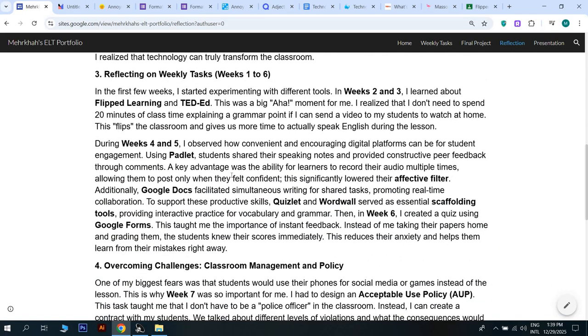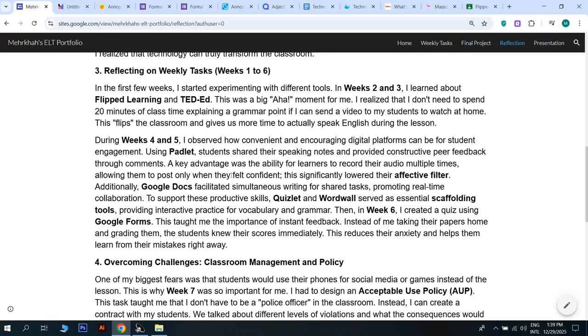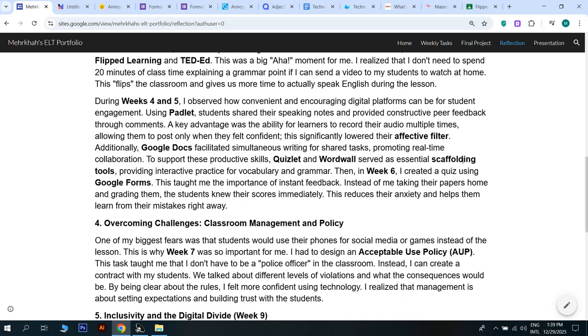I learned about TED-Ed, Padlet, Google Docs. All of them were new to me. The affective filter was a very interesting thing from Krashen's theory, because I learned that if we lower the affective filter and increase foreign language enjoyment, it would make the lesson much more understandable to students.